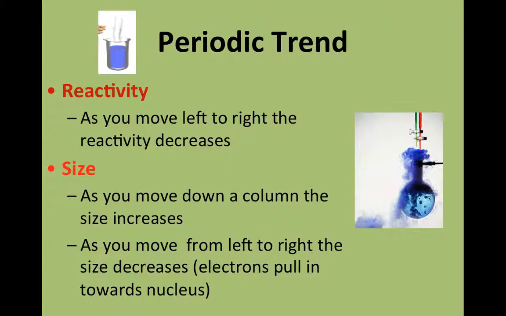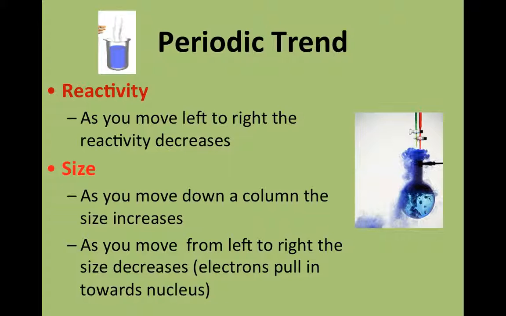Okay. Now there are some periodic trends, and one that's kind of cool is the reactivity. So as you move from the left side of the periodic table all the way to the right side of the periodic table, the ability to make reactions kind of decreases. They're more reactive on the left side and they become less reactive on the right side.